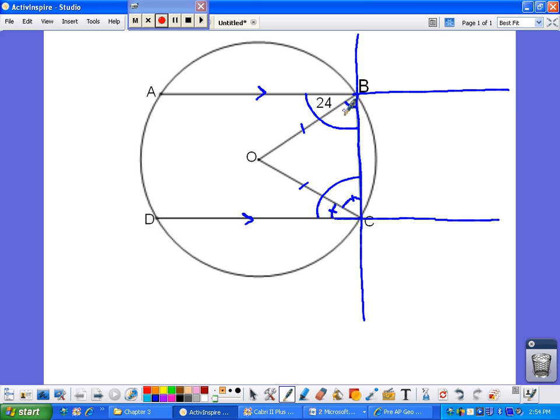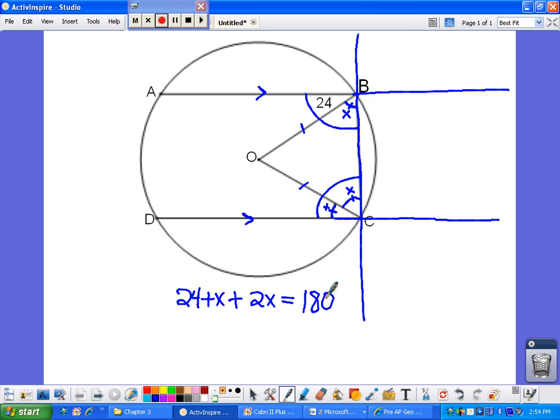So I could refer to them all as, say, x. And I'll call this one x and this one x. So this angle up here, this big angle, would just be 24 plus x. And this other angle right here is just x plus x, which would be 2x, right? And since they're on the same side of the transversal, and I have my parallel lines there, they have to add to 180 degrees.